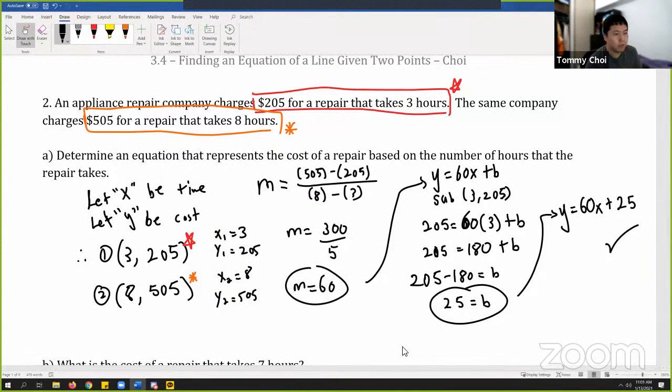So this question checks everything. Do you understand how to write coordinates from a word problem? Do you understand how to solve for slope? Do you understand how to solve for y-intercept? And do you understand how you can put that all together to make one equation? Okay. So that's what question 2a was talking about here.